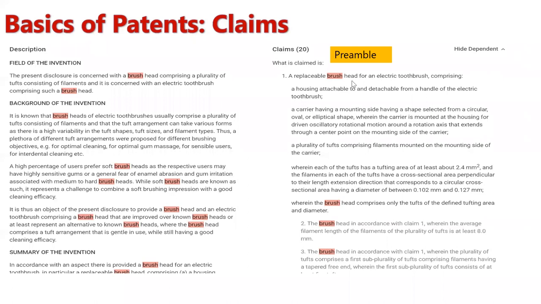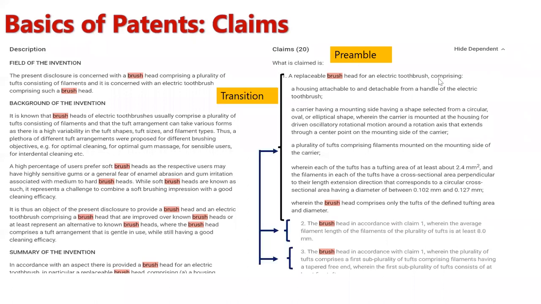This: air replaceable brush head for an electric toothbrush. It is a preamble, and comprising is a transition. Then this is the main independent body from this point to this line, to this line, and then it is transiting from 1 to 2, then you are transiting to 3. So these are the transitions.